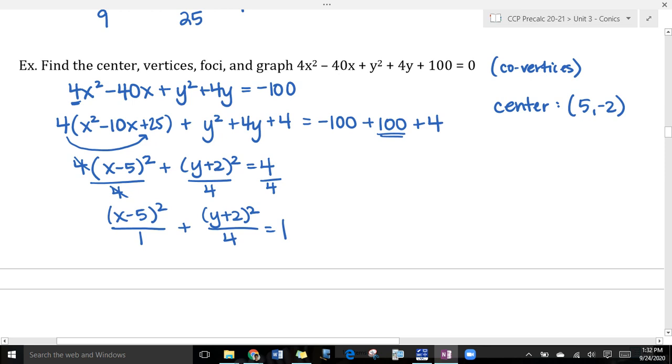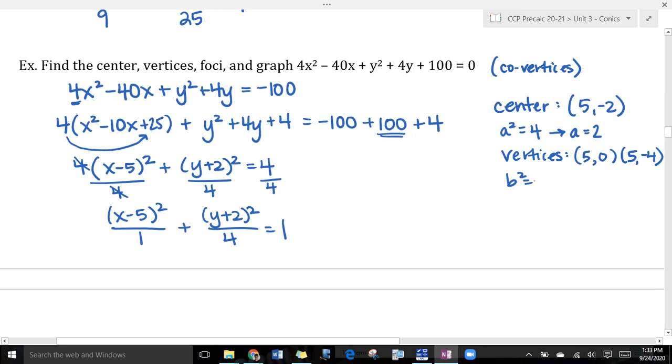Okay, vertices, we need to know what a is. Remember, a squared is our bigger denominator. In this case, that's 4, which means a is 2. And because that bigger denominator is paired up with our y, this is a vertical ellipse. So to find the vertices, I'm going to take my a value of 2 and put it with the y. So if we move up 2, we're at 5, 0. If we move down 2, we're at 5, negative 4. Notice the x value isn't changing because we're moving vertically for those vertices.